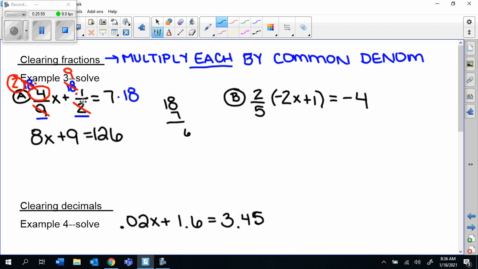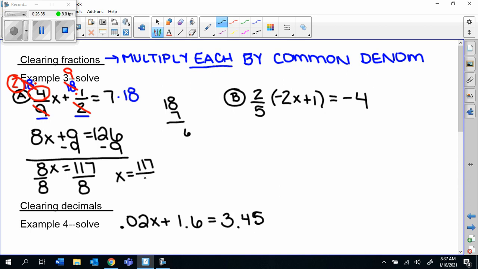So all three terms get multiplied. But look at what's happened. In the second step, I don't have a fraction anymore. I've cleared the fraction. So now I can just solve as I've been doing. So in one step, I've taken a complicated looking problem and completely gotten rid of the fraction. And so this is going to be 117. What a gross answer. And so x is equal to, there's definitely no common factors there.